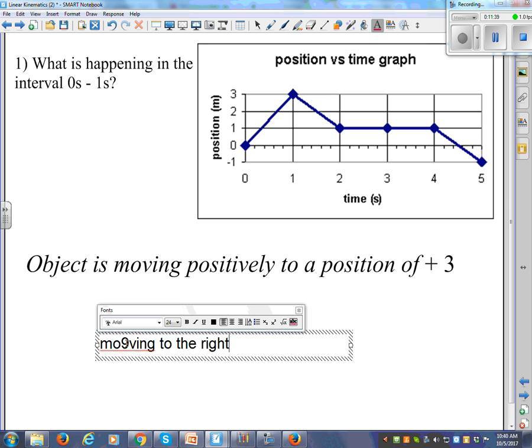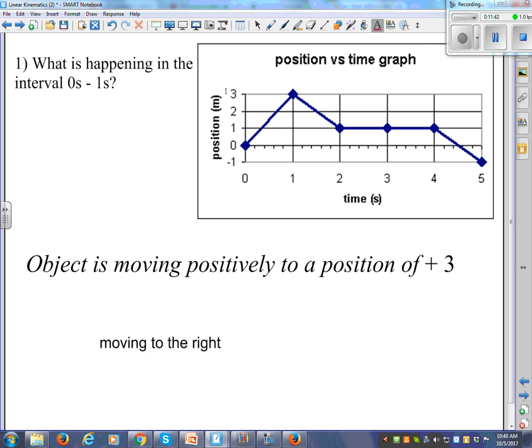Moving to the right. Right? How is it, describe its motion. Is it fast? Is it slow? Is it constant? What is it? Rapid? Why do you say that? I don't know who that was. Trent, was that you? Why do you say it's fast?